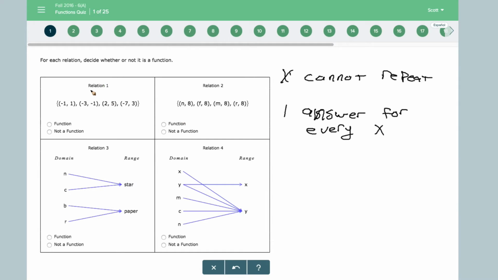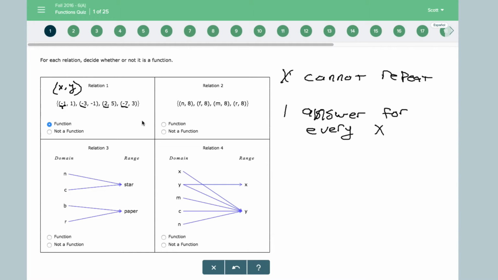So let's look at relation 1. In relation 1, we have a -1, -3, 2, -7. They all just list once. Remember, this is x, comma, y. So we're looking at all our x's. There's an x, there's an x, there's an x, and there's an x. None of them come up twice, so that tells us it is a function.